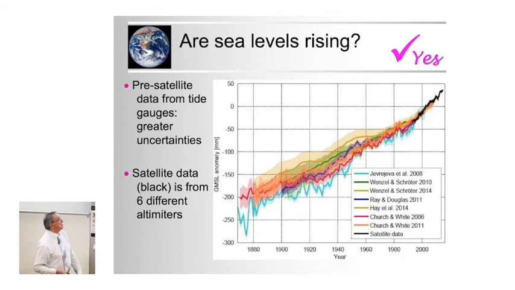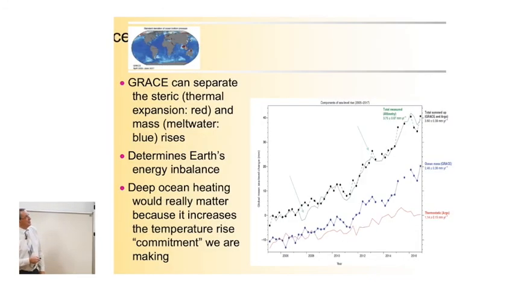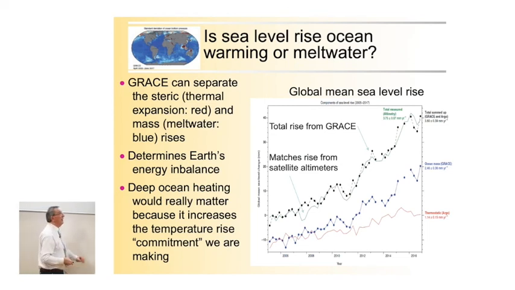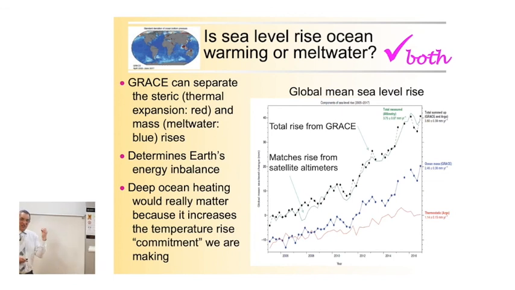And from GRACE, we can even tell that actually about 2/3 of that rise is caused by melting ice from the ice sheets, and about 1/3 is because the oceans are warming. And notice how well the altimeter data and the GRACE data marry up. So this is the sort of precision and information that's going into modern climate change. It's not just a bunch of thermometers around the world.